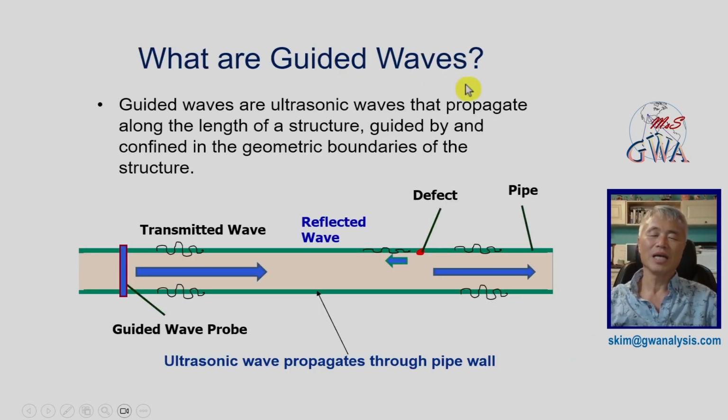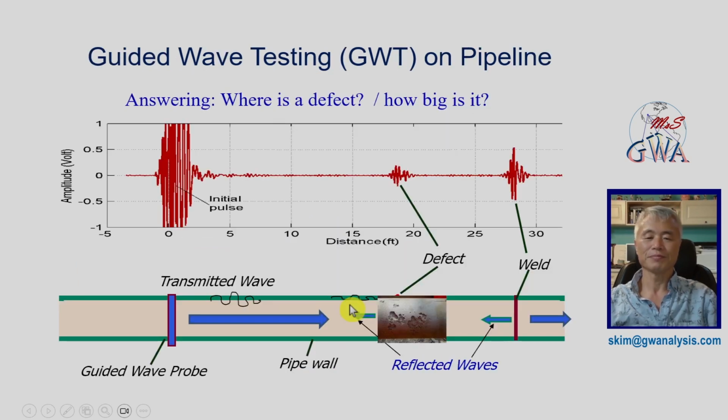What are guide waves? Guide waves are ultrasonic waves that propagate along lengths of structure and are guided by and confined in the geometric boundary of structure. Because the ultrasonic waves propagate along axial direction of pipelines through the wall, we can inspect a long range of pipelines for any defect in the pipe wall. This is a schematic drawing explaining guide wave testing on pipelines.